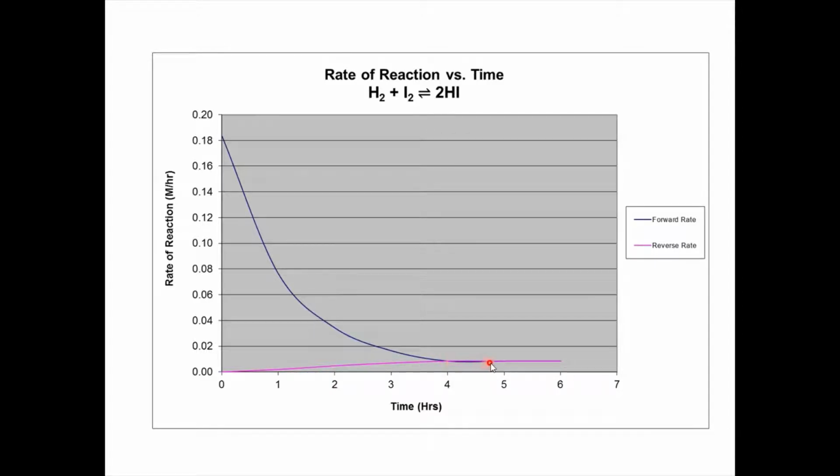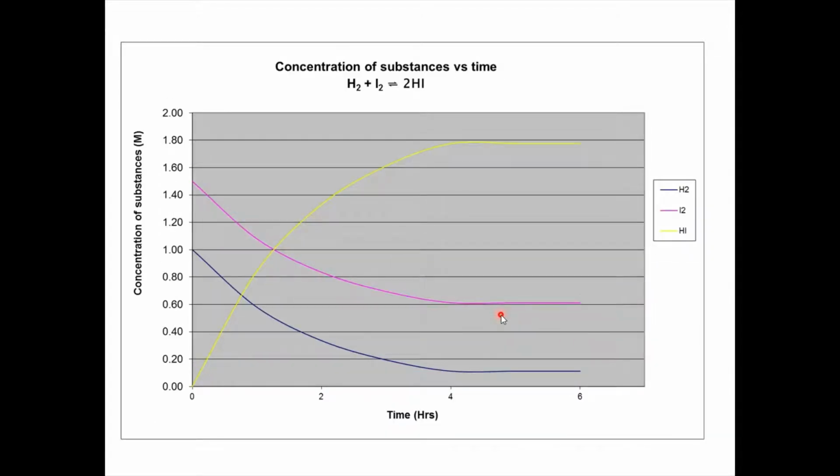And as they meet, they're going to stay the same, because your concentrations of H2, I2, and HI are not going to change anymore. When the rate of the forward reaction is equal to the rate of the reverse reaction, the moles of HI that reacted are going to be equal to the moles of HI that got formed. I think I said that backwards. But that works. The moles of H2 that reacted are going to be equal to the moles of H2 that got formed from the reverse reaction. Et cetera, and so on. So that's what this next slide shows.